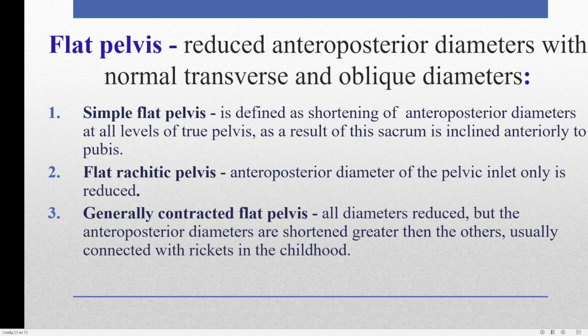Flat rachitic pelvis: only the anterior-posterior diameter of the pelvic inlet is reduced. And generally contracted flat pelvis: all diameters are reduced, but the anterior-posterior diameters are shortened more than the others, usually connected with rickets in childhood.